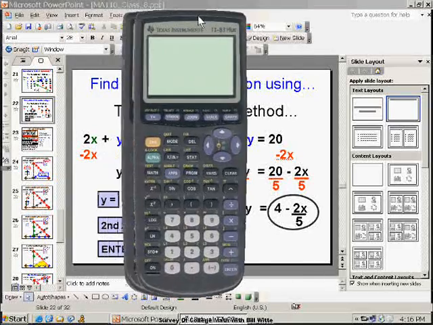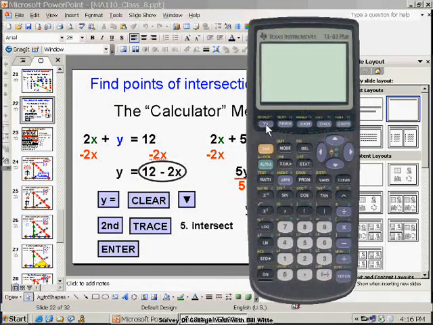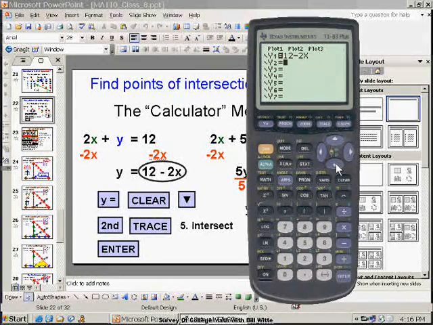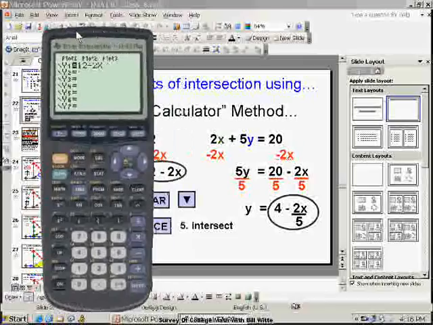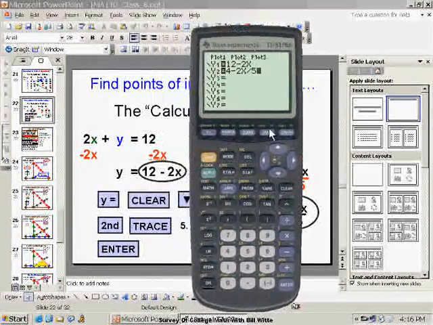Let's see. Move this over. So I'll hit, I already have it on. I'll hit y equals 12 minus 2x. Now I'll cursor down. There's the cursor. Okay. And what's that other one, just in case I forgot? 4 minus 2x divided by 5. Okay, now I could graph this. In fact, let's do that.